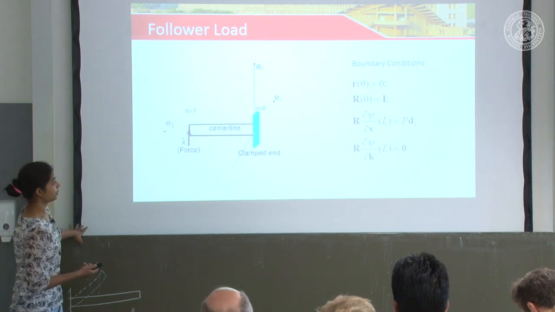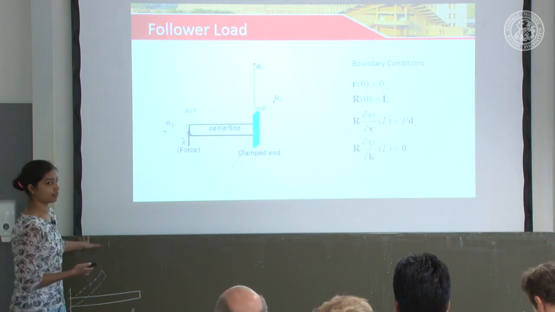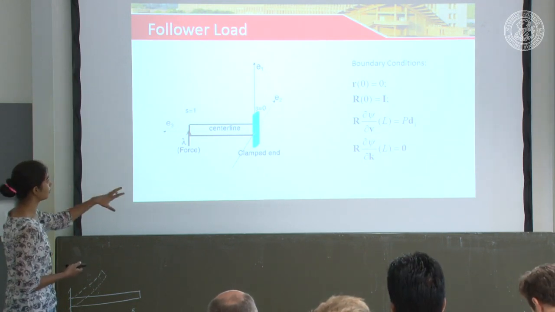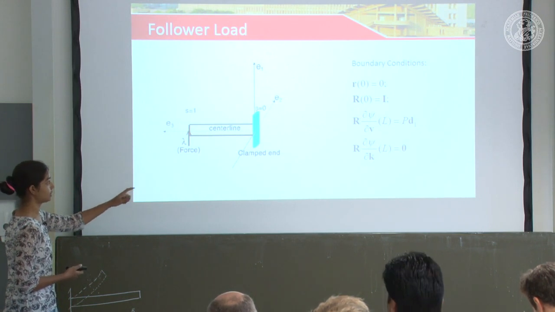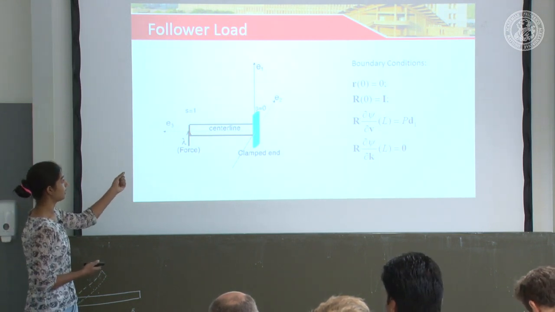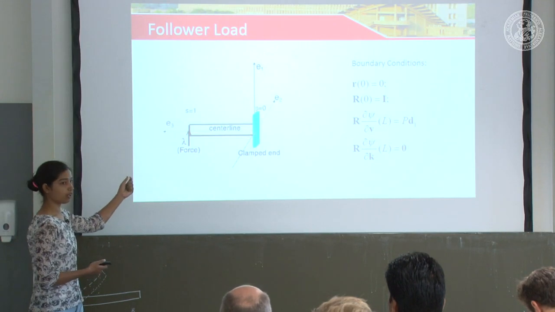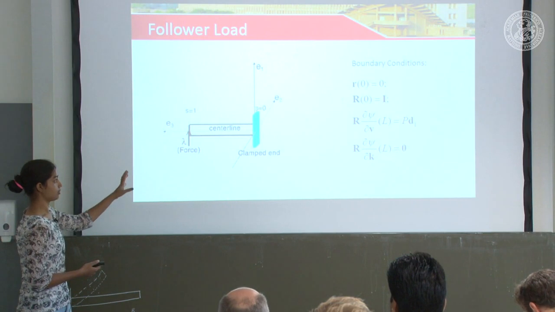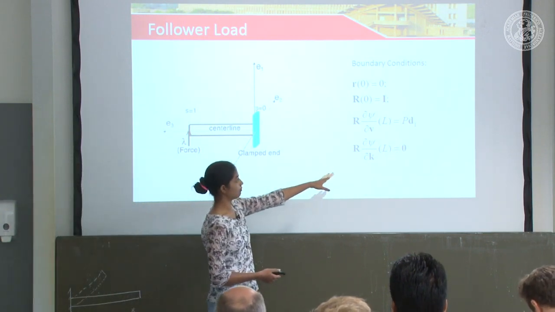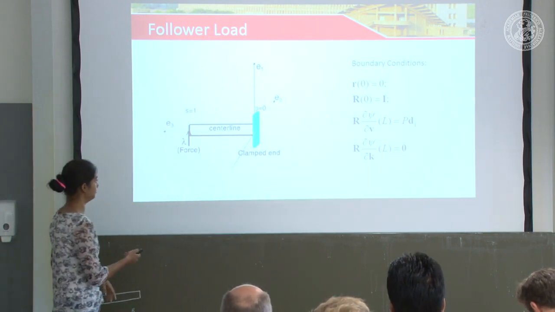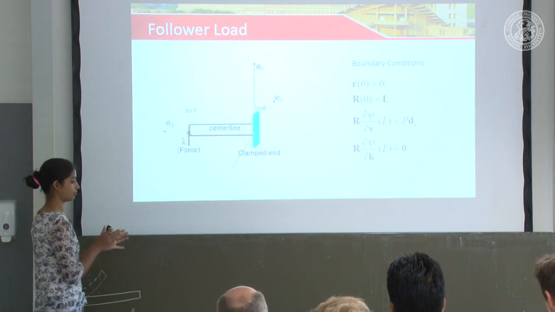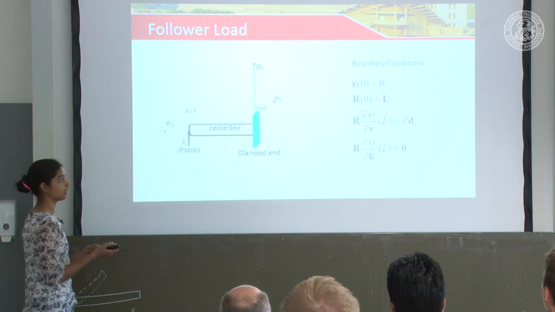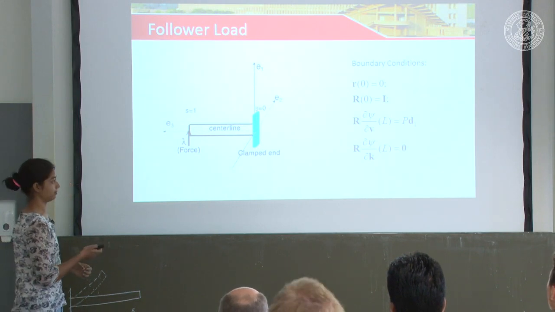Next one is the follower load problem. We have also discussed the boundary condition of this particular case. It's similar to the cantilever, just that the load acting at the other end is always perpendicular to the center line. So instead of PE1 we have PD1 here, the directors instead of the E1, E2, E3 coordinate system.